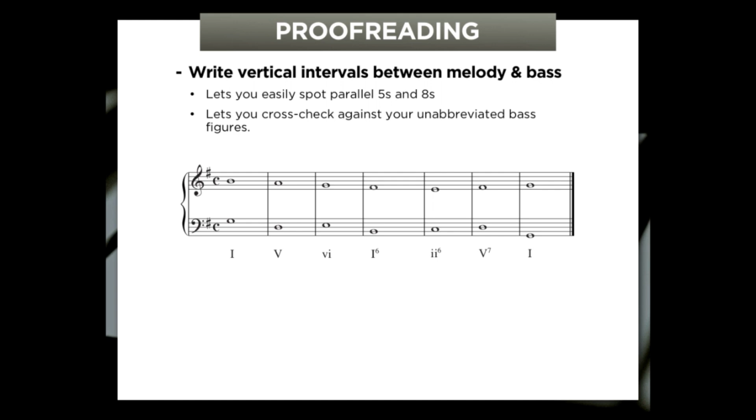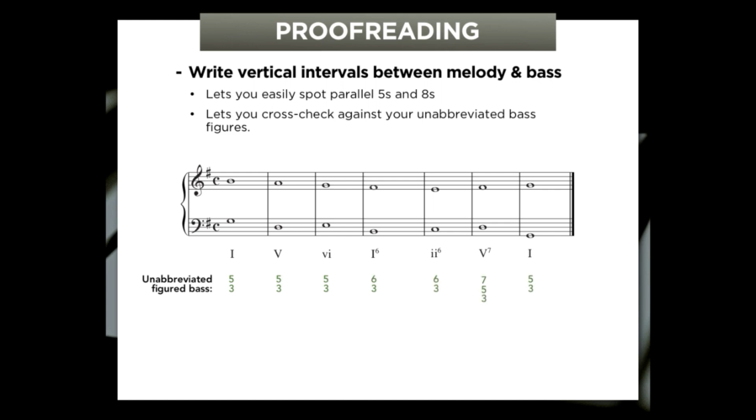I want to proofread this. To proofread this, what I need to do is write out the unabbreviated bass figures beneath the staff and the annotations. So the 1 has no figures. We know that that's equivalent to a 5-3 chord.